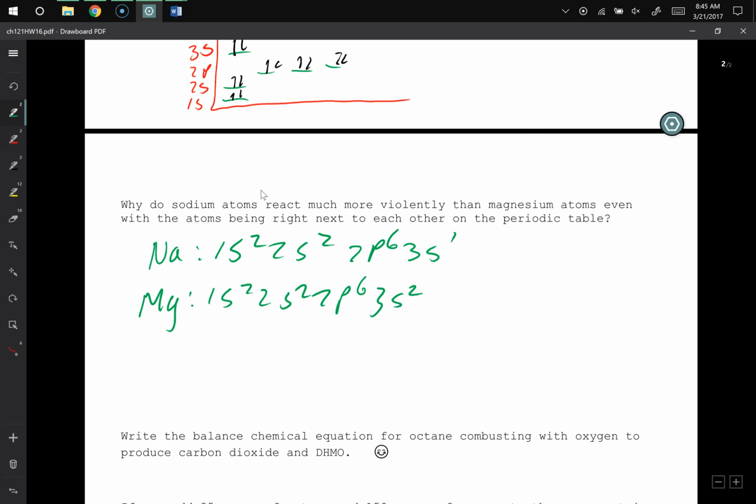Why? What about it? Yeah, because there's only one, it's easy to get rid of. And so easy to get rid of means very violently reactive. So when we did our initial definition for chemistry, what was the second part of it? Study of properties of matter and actions of electrons. This electron right here has a lot of action because it just needs to disappear. Sodium wants it to just go away. And so it's very easy to give away 1 electron. Magnesium absolutely wants those 2 electrons to go away.